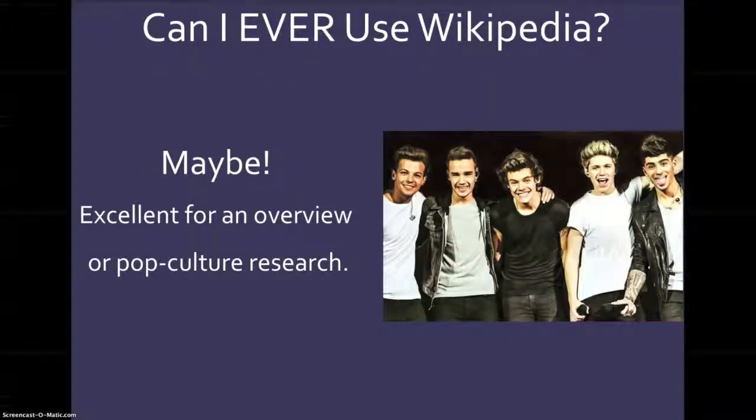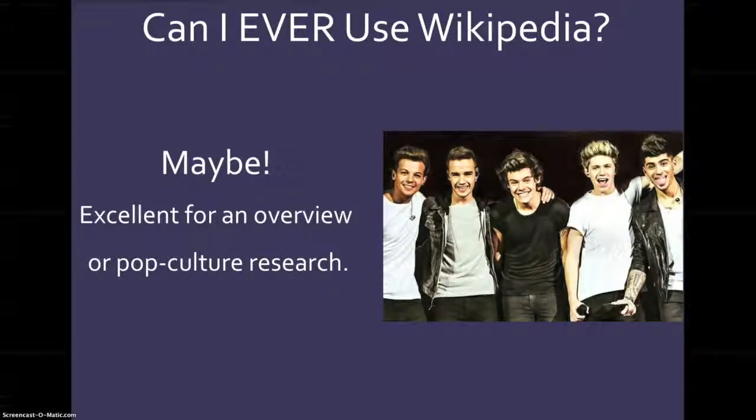Now, can you ever use Wikipedia? Well, maybe. It's excellent for an overview or pop culture research. That's one way that I use Wikipedia as a librarian. I use it to get an overview of an issue, but I don't necessarily use the information in the Wikipedia article. So for example, if I were doing research on the Civil War, I might use a Wikipedia article as an outline for my research, not necessarily the content in the Wikipedia article.